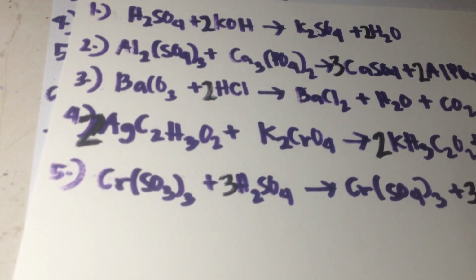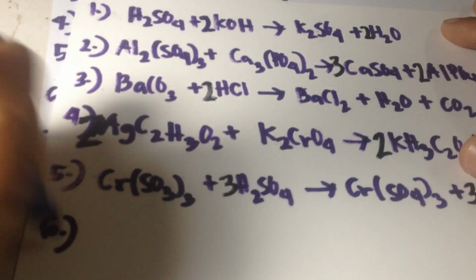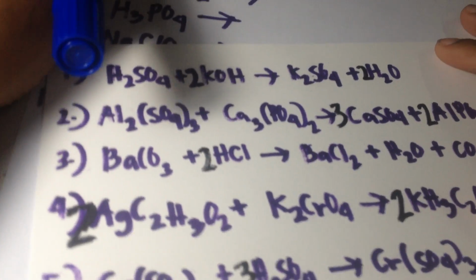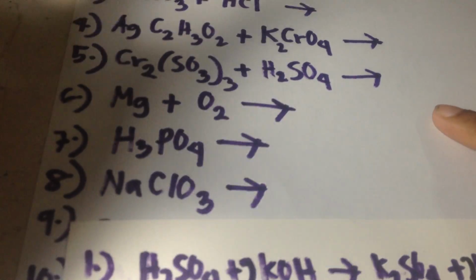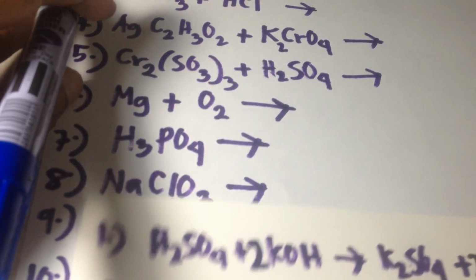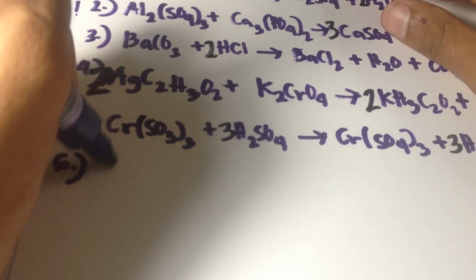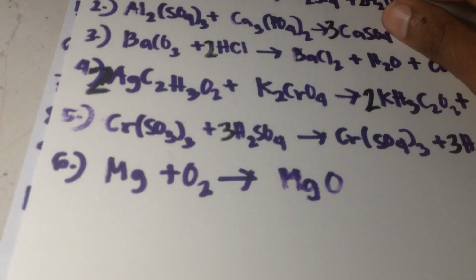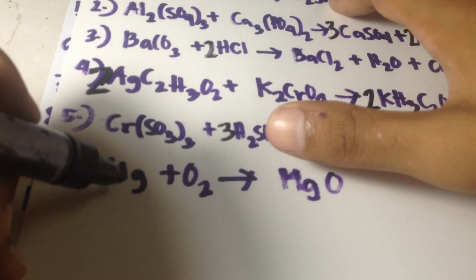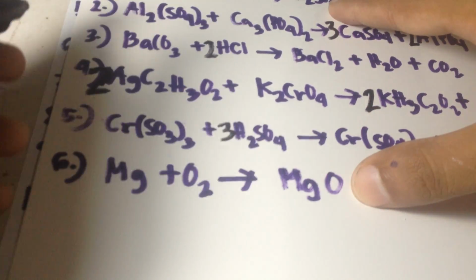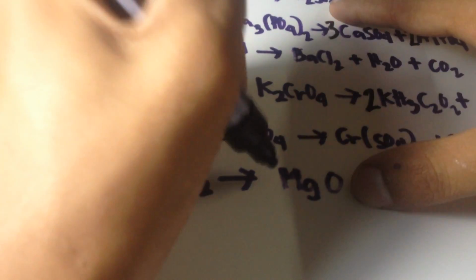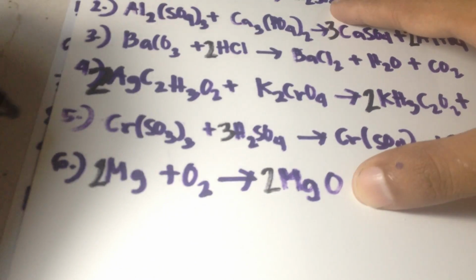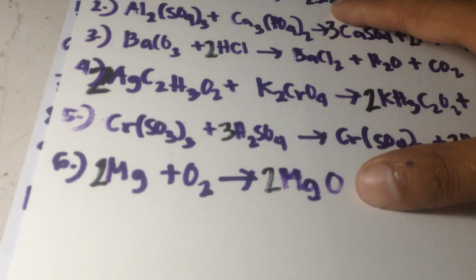How about number 6? In number 6, we have magnesium plus oxygen gas reacts to magnesium oxide. So you need to balance the reaction. Magnesium has 1 here, and oxygen has 2, and oxygen here is 1. So you need to multiply by 2. So 2 here and 2 here. So the reaction is balanced.